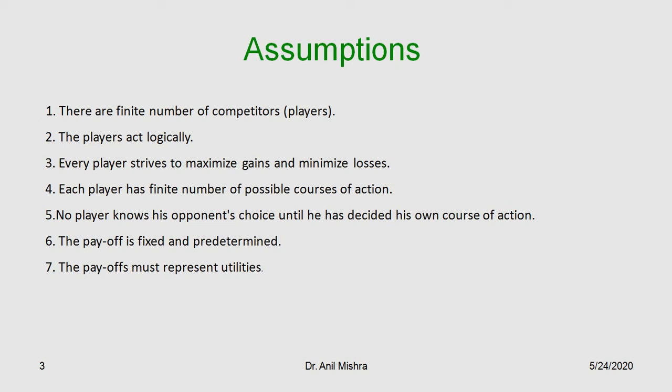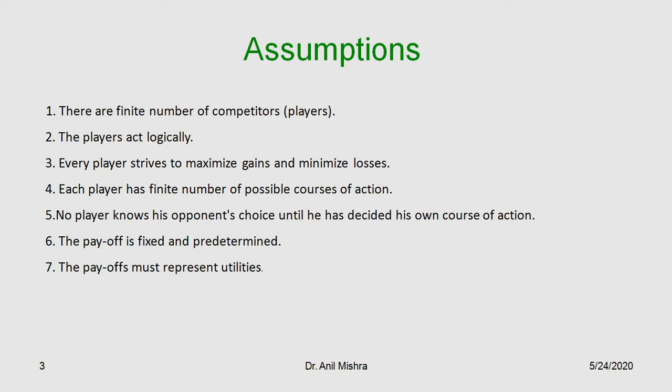Each player strives to maximize the gain, that means minimize the losses. Each player has a finite number of possible courses of action, that is, strategies. Those strategies have to be fixed and known to the opponent. If known, it is a perfect strategy; if not, it is an imperfect strategy. Considering the strategies, we prepare the payoff, and that payoff is predetermined. It is to be fixed, right?